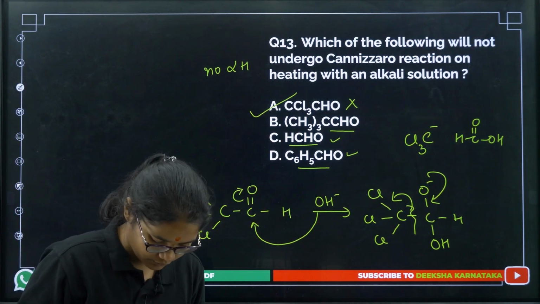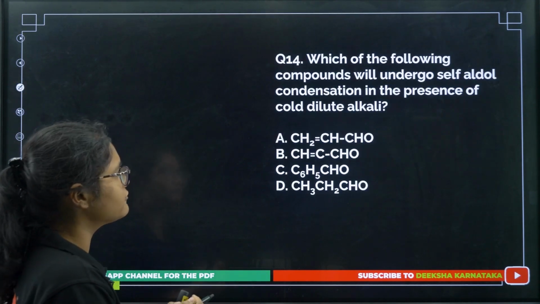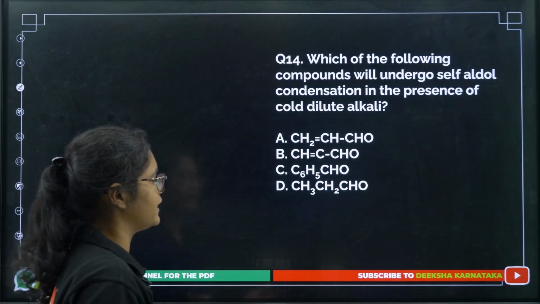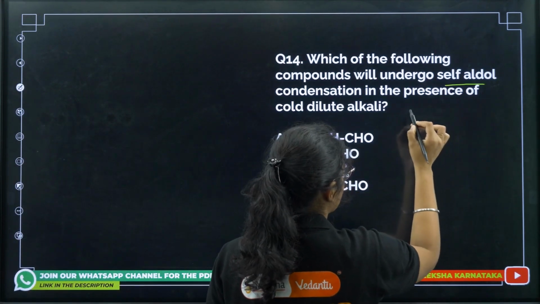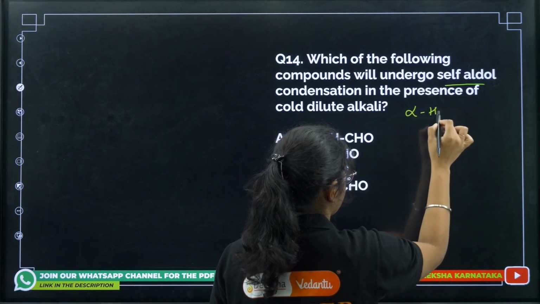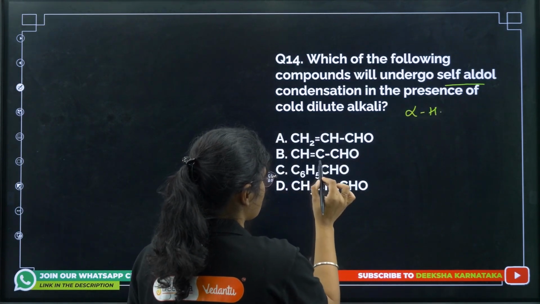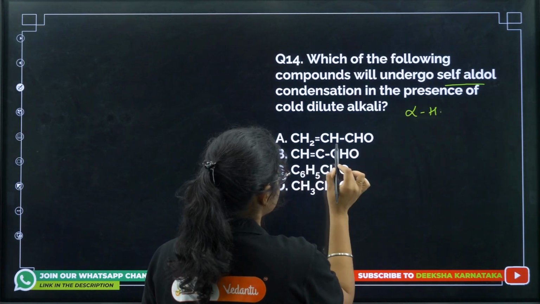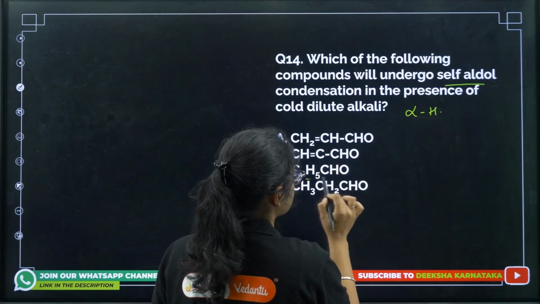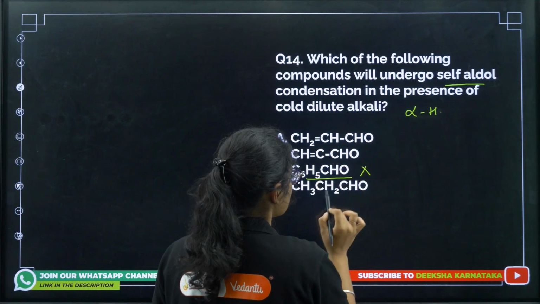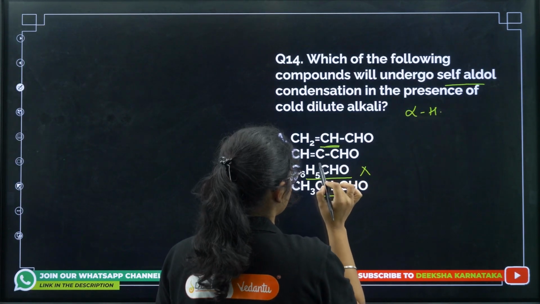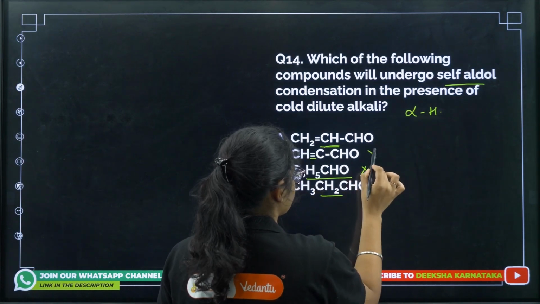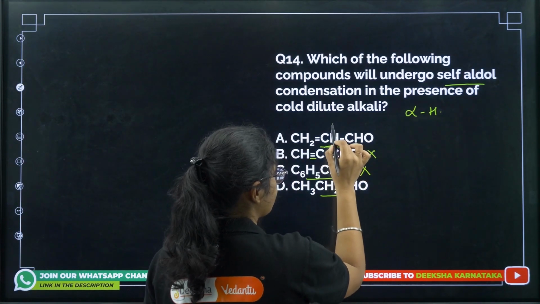Okay. Now, coming to the next question. Which of the following compounds will undergo self-aldol condensation in the presence of cold dilute alkali? For self-aldol condensation, what do we need? We need alpha hydrogen, right? So if you see here, this compound, CH2, CH, CHO, C6, has no alpha hydrogen. This one will not undergo. Now if you see this particular example, this is a triple bond here. Here also no alpha hydrogen, so this one will not undergo.